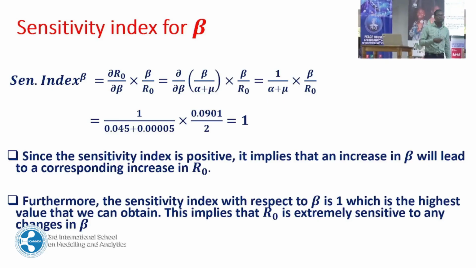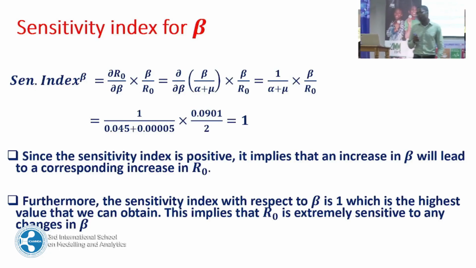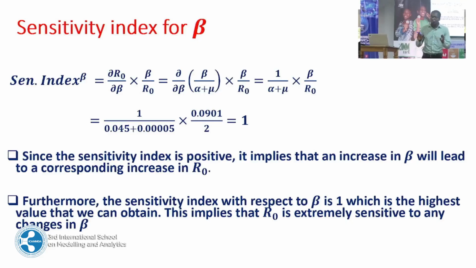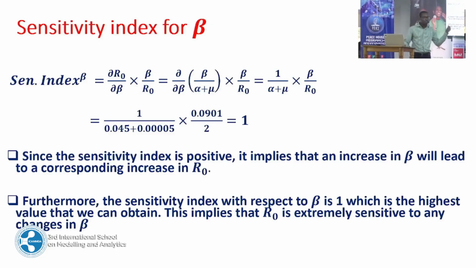And so if you want to carry out, say, parameter estimation, you know that you have to be very careful with the way you handle your transmission rate. That beta is very sensitive. If somebody is a very sensitive person, how do you deal with the person? You are very careful with the way you handle that person. You don't misbehave around that person. The same thing with this guy called beta. He's very sensitive. I mean, the R naught is very sensitive to beta. So you want to be careful with the way you deal with beta.